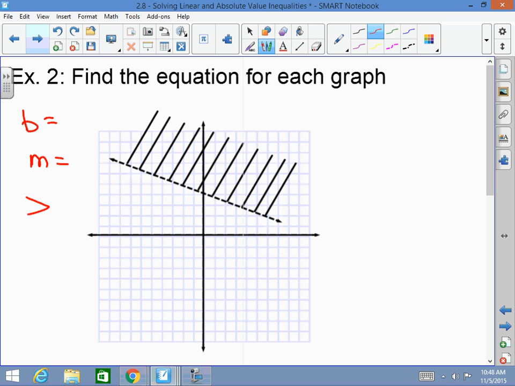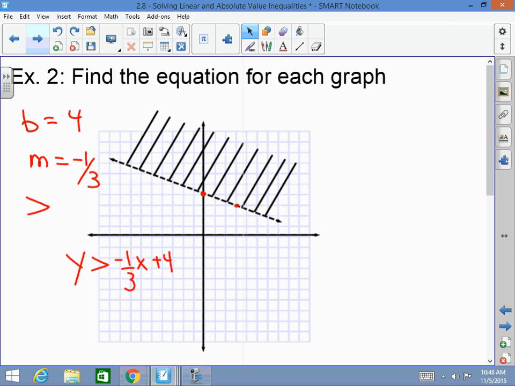Great job. What's my y-intercept? 4. Yeah, 4. Very good. What's my slope? Again, slope from one perfect point to another perfect point. Negative 1 over 3. So now let's go ahead and put this together. Y is greater than negative 1 over 3 x plus 4. That is spectacular. Well done.